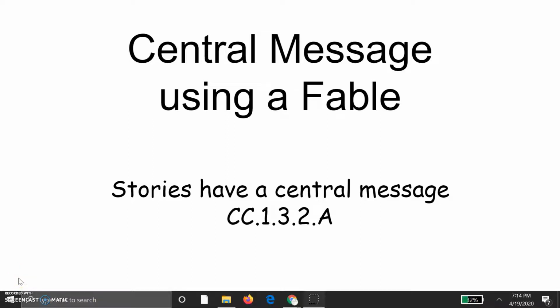This week we are going to be finding the central message of a story. And we are going to be using a fable to find the central message in the story. So we're going to be learning a lot this week. We're going to be learning how to locate a central message and also what is a fable.